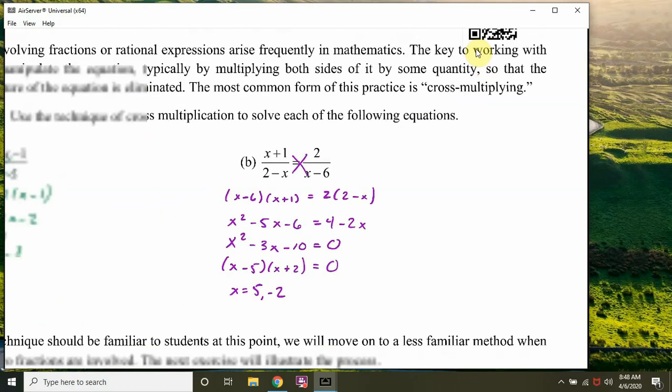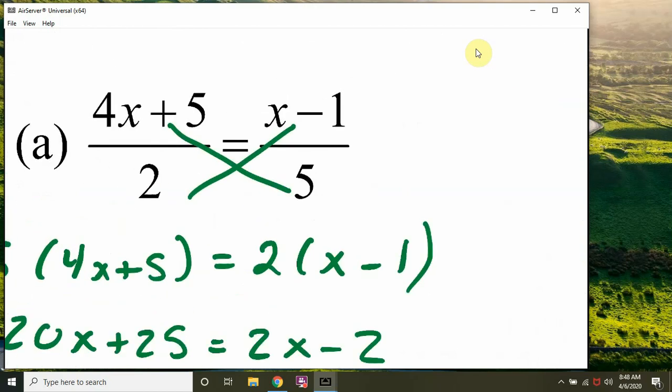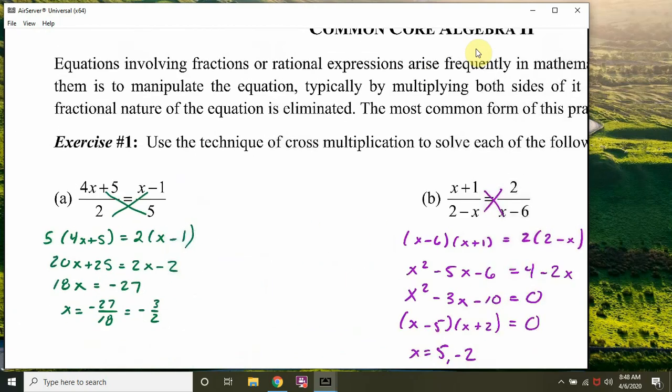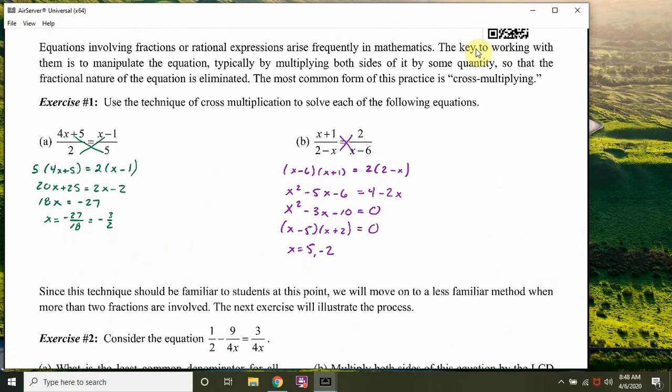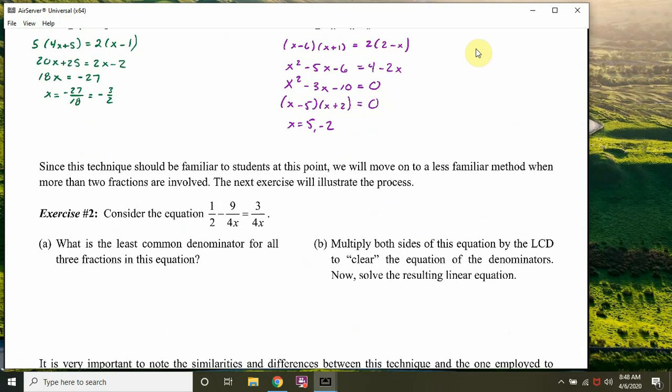So again, to cross multiply, you have one fraction on one side equal to one fraction on the other. If you have any sort of addition of fractions or things that are more complicated than that, you're not going to be able to cross multiply, as we see in the coming examples now. Since this technique should be familiar to students at this point, we will move on to a less familiar model when more than two fractions are involved. The next exercise will illustrate the process.